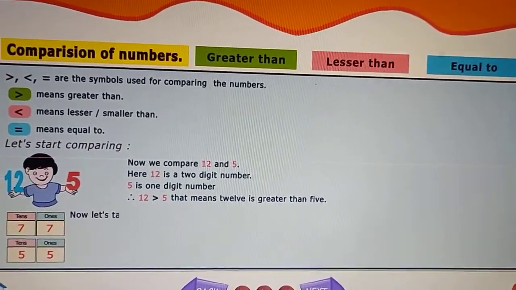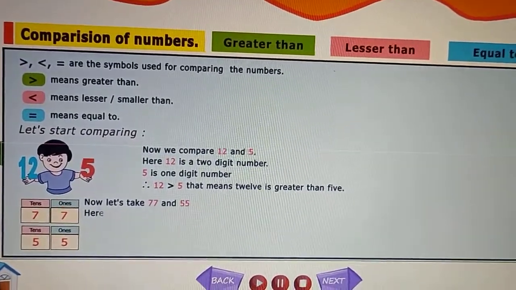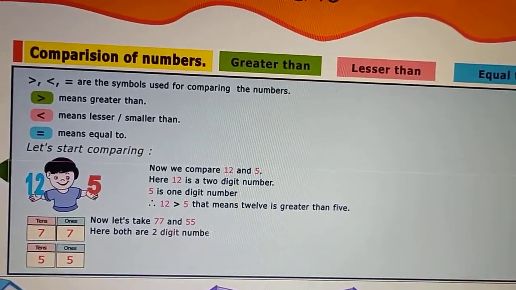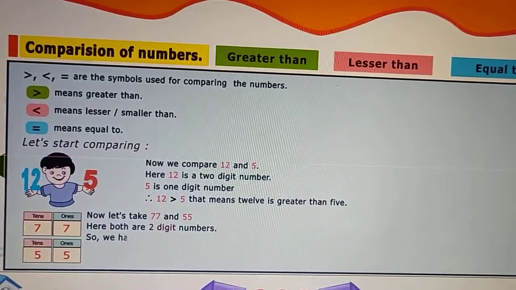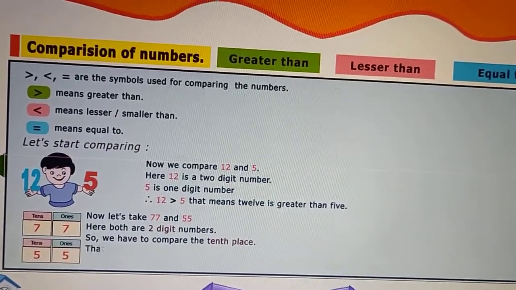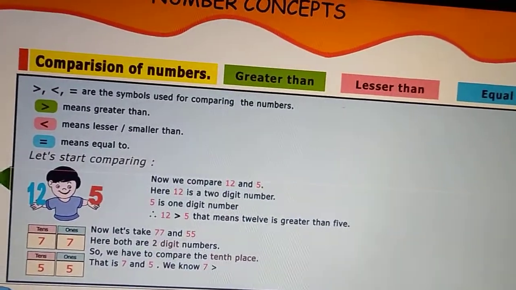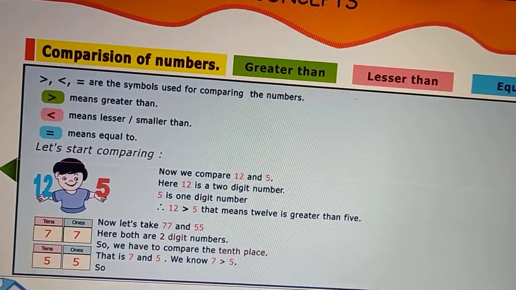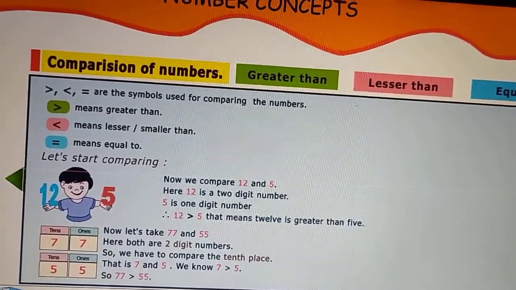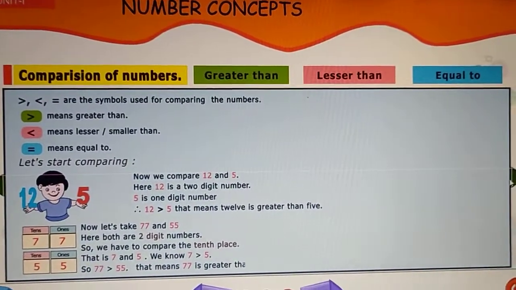Now let's take 77 and 55. Here both are 2-digit numbers. So we have to compare the tens place, that is 7 and 5. We know 7 is greater than 5. So 77 is greater than 55. That means 77 is greater than 55.